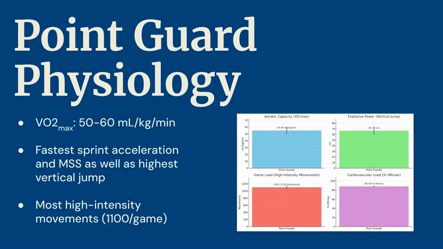Point guard physiology. Point guards at the elite level typically display a VO2 max rating of 50 to 60 milliliters per kilogram per minute.